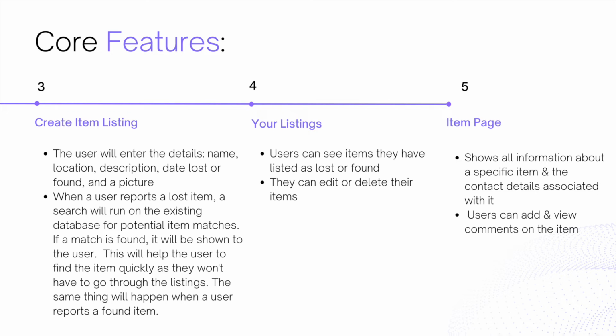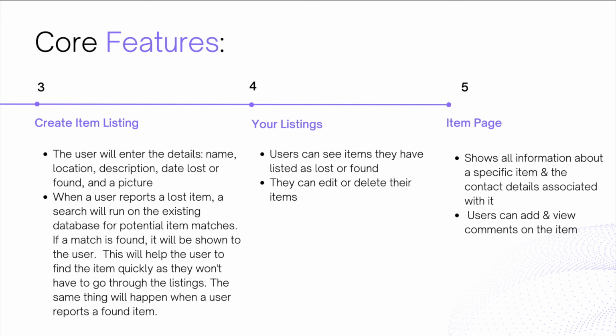The user can also see their listings of the items found or lost. Also, they can have access to edit or delete as they want to update the data for the items. Also, there is an item page for every item to show all the information about the item and the contact details. The users can add and view comments on the item to have a conversation with the owner who has found the item.